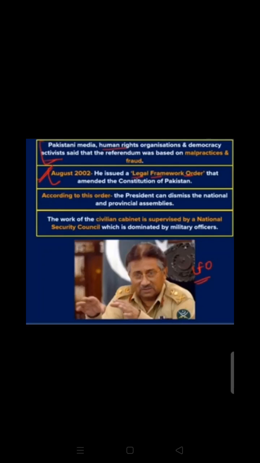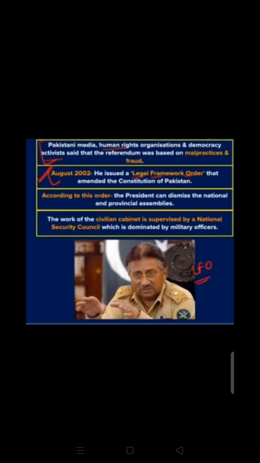The power to take final decisions rests with army officers and with General Musharraf, and none of them are elected by the people. So this happens in many dictatorships and monarchies. They formally have an elected parliament and government, but the real power is with those who are not elected.